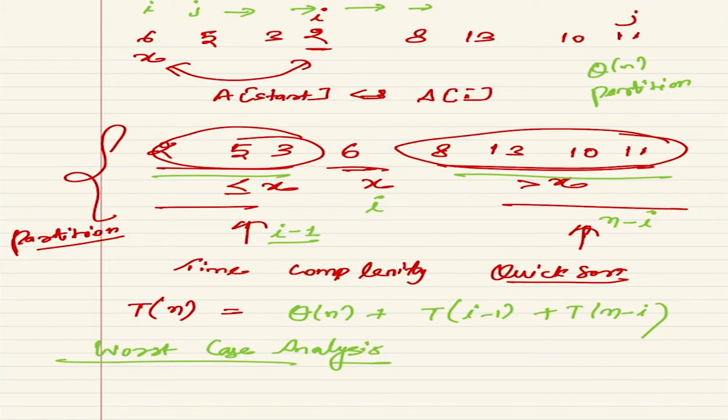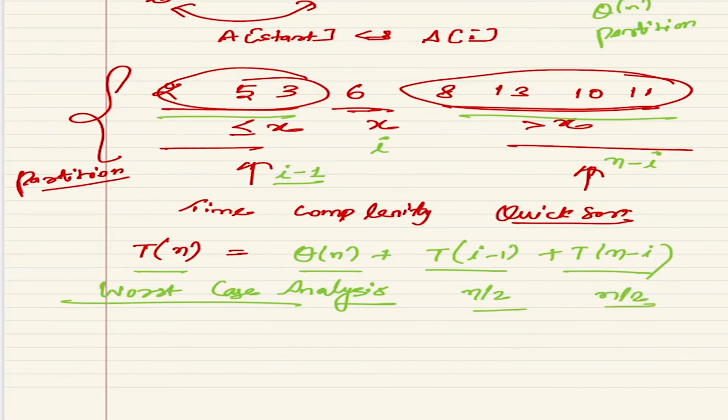Like, what will be the worst time this can take? So you see what is happening. Here Tn is theta n plus T of i minus 1 plus T of n minus i. In divide and conquer, you try to divide into multiple subproblems and you try to ensure that their sizes become smaller. Say if this becomes n by 2 and this becomes n by 2, you are happy. I divide into subproblems, each of them much smaller in size.